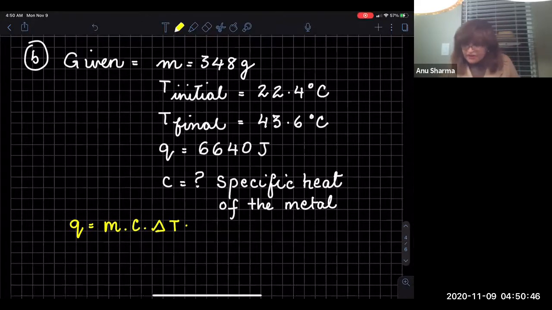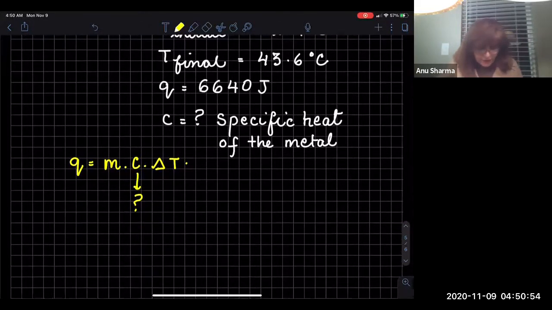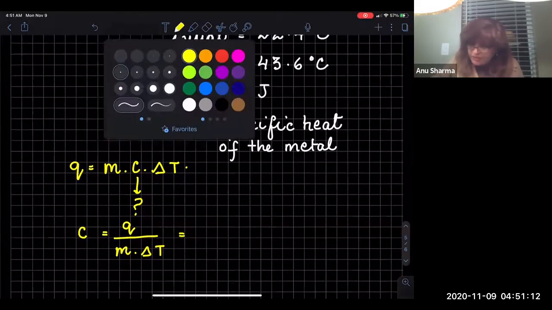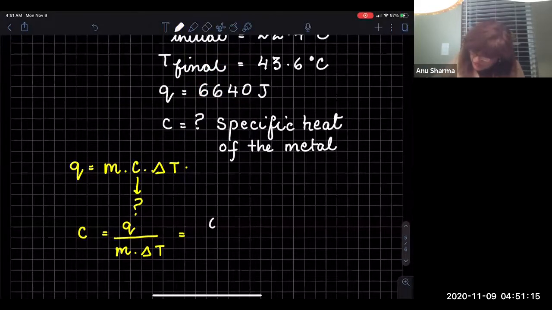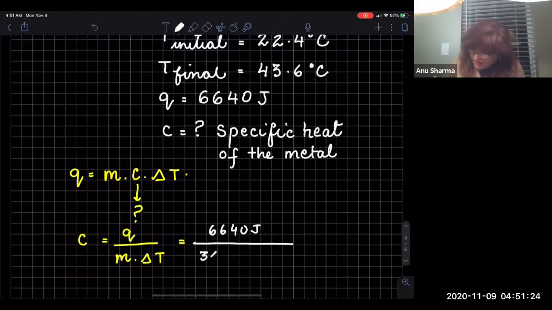Here we have to do some algebraic conversions because this is the term that we need to find. So we are going to put it like this: C is equal to Q over M times delta T. Now just try to put in the numbers. 6640, that's the joules, over the mass. And how much is the mass given? 348 grams times the change in temperature.